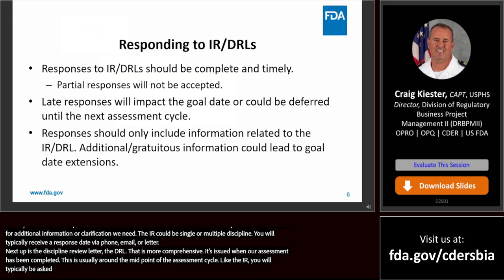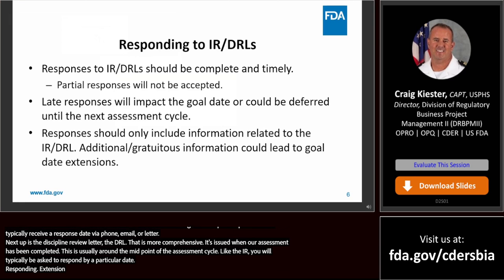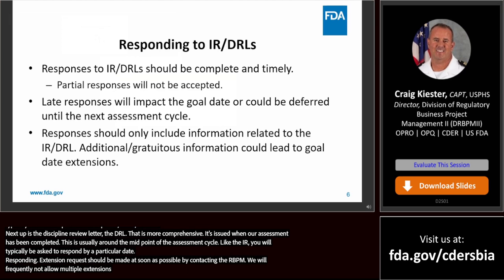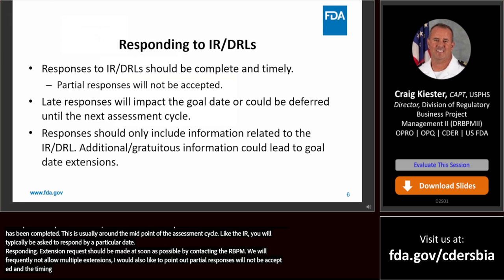Responding to IRs and DRLs. Extension requests should be made as soon as possible by contacting the RBPM. The RBPM and assessment team will work together to determine if an extension will be granted. Your extension request should be done in a manner that provides you enough time to completely respond to the IR or DRL, and we will frequently not allow multiple extensions. I would also like to point out partial responses will not be accepted, and the timing of unsolicited information in either of these submissions could potentially extend the goal date of the application.